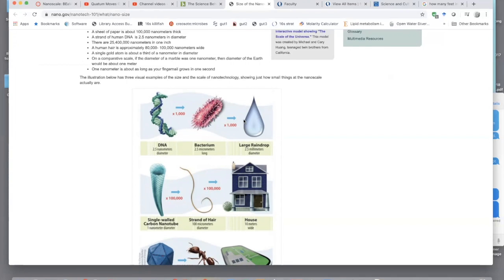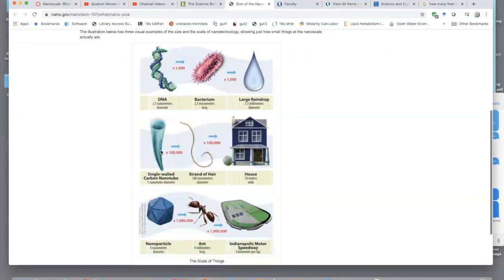So go outside today, this afternoon when it rains, look at the size of a raindrop, picture 1,000 times smaller than that, and then picture 1,000 times smaller than that. So we already can't see bacteria with your naked eye, and that's 1,000 times larger than 2.5 nanometers. So nanometers are really fantastically small.